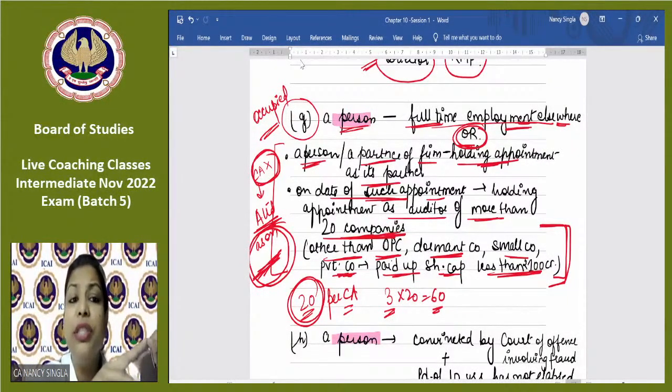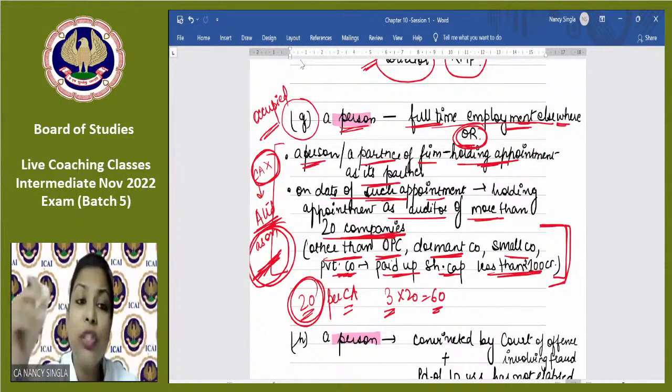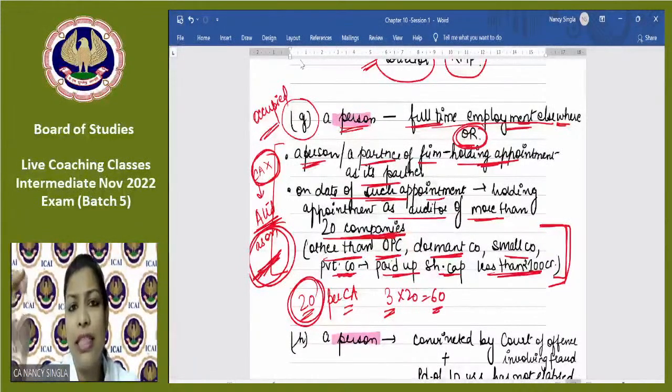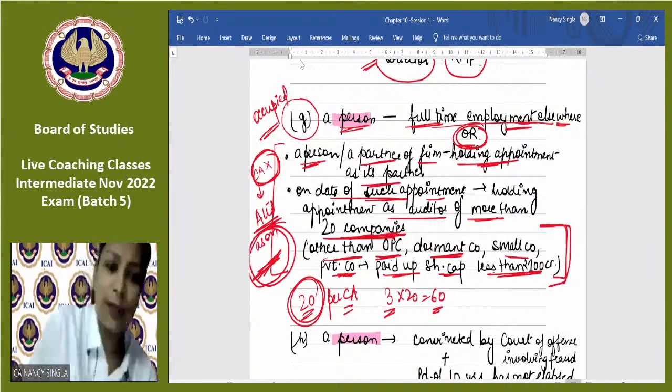So a person who is in full time employment elsewhere or who is already holding appointment as an auditor or as a partner of a firm and he is holding the statutory audit of more than 20 companies, and these companies are not included: one person company, dormant company, small company, private company having a paid up share capital of less than 100 crores. And as I've told you, I'll be taking up this section again when it will come in your module. Is it clear? Quickly send in your replies. Is clause G, till clause G, is it clear?